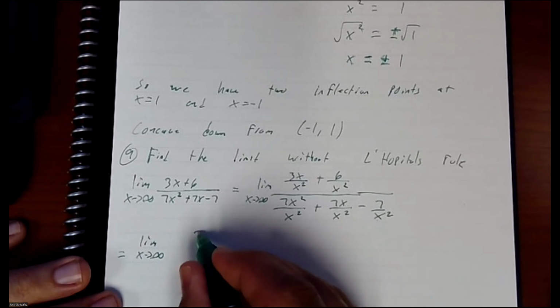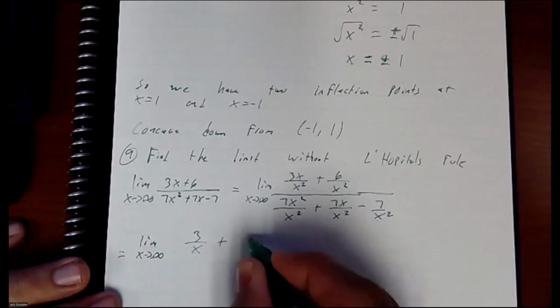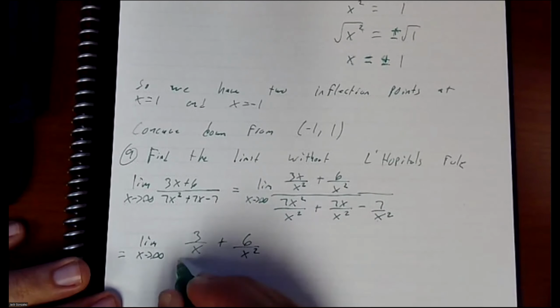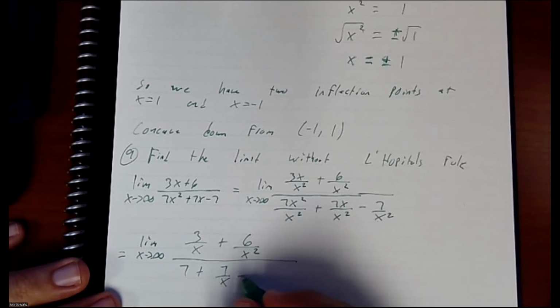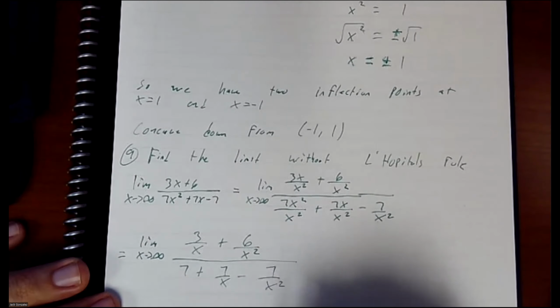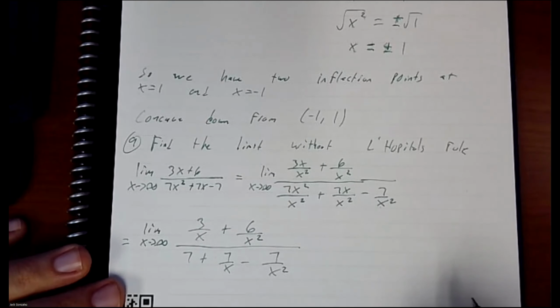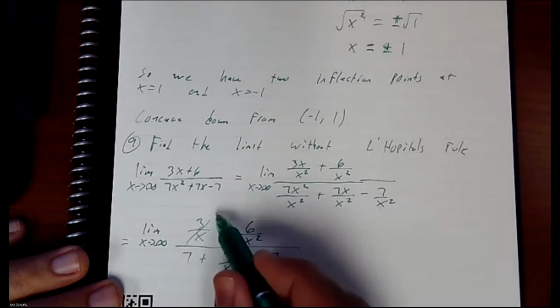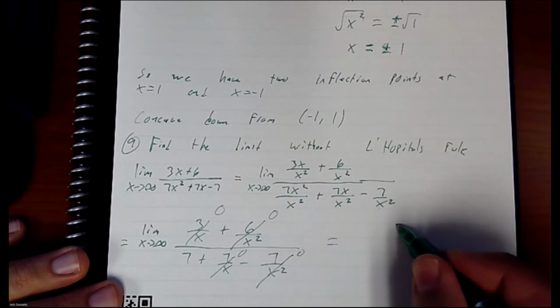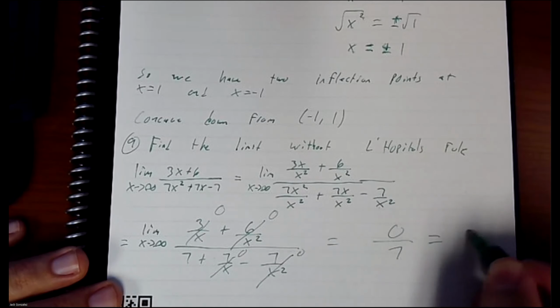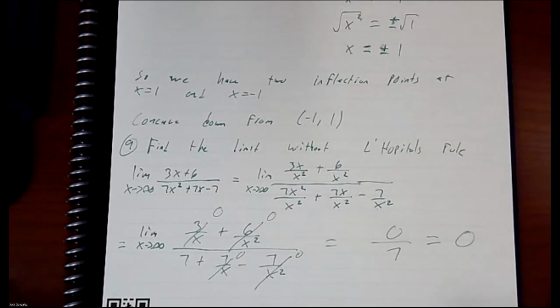So this will become 3 over x plus 6 over x squared, over 7 plus 7 over x minus 7 over x squared. So when you take the limit, you should see that this goes to 0, this goes to 0, this goes to 0. So you end up with 0 over 7, which is 0. So that's all you need to do.